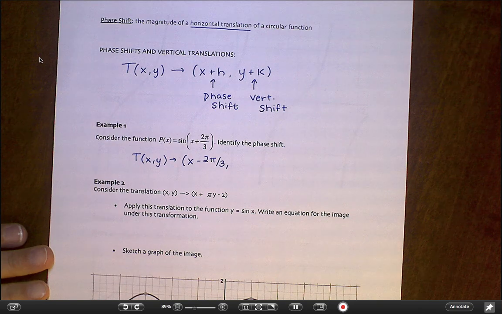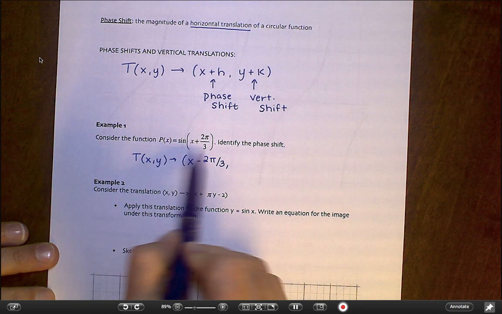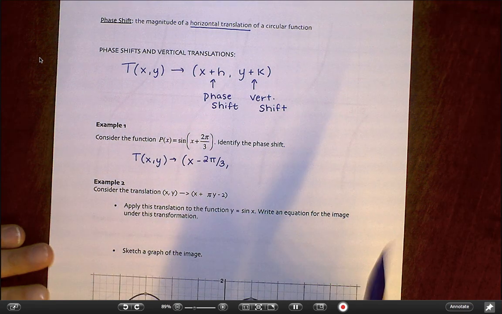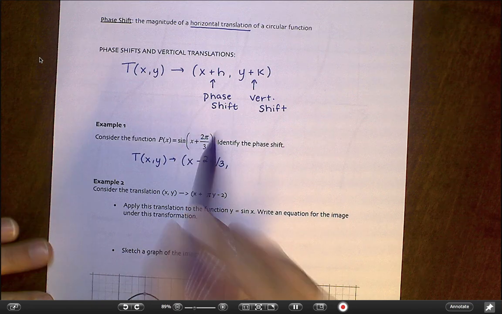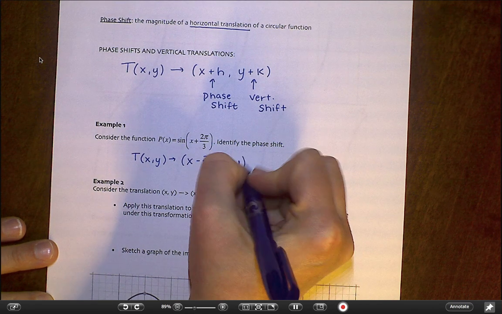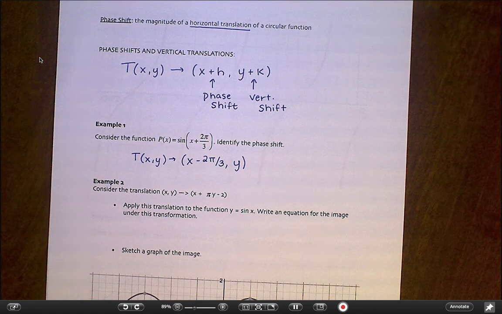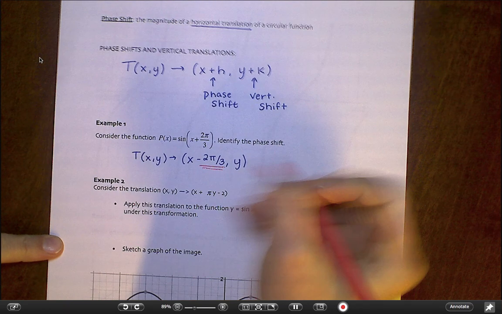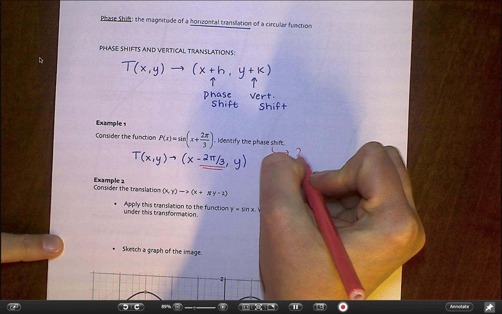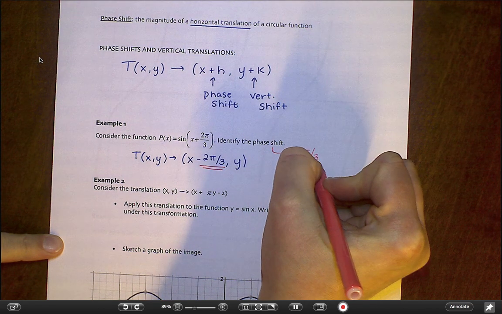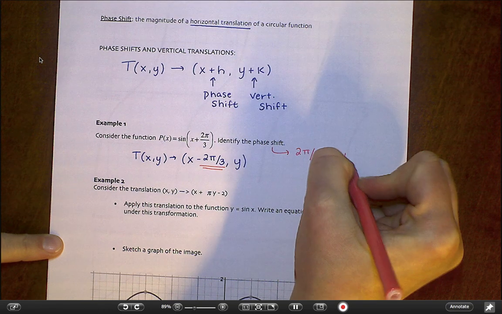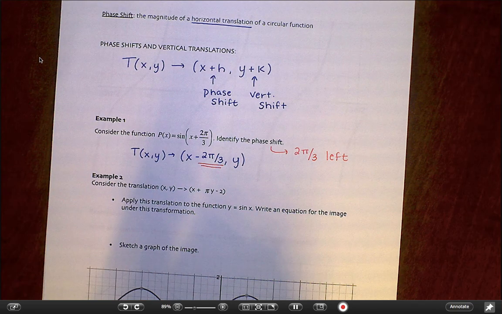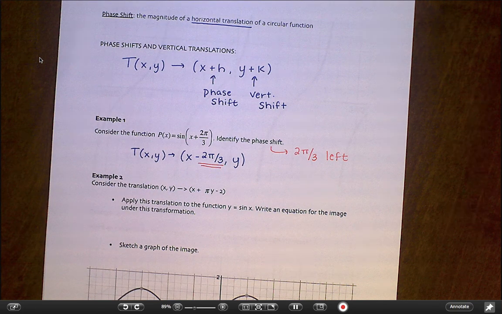That's also true with your vertical shifts. A lot of the time that vertical shift number will actually be tacked down here at the end, like it got moved over from the y side. I don't see that here either though, so there is no vertical shift here. So the question here is just saying, what is the phase shift? The phase shift comes from this, and I would say that my phase shift is 2 pi over 3 to the left because it is subtracting. So the effect of this would be to take all of my points and shift them by 2 pi over 3 to the left.